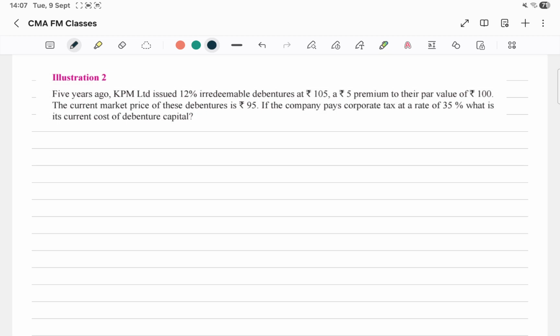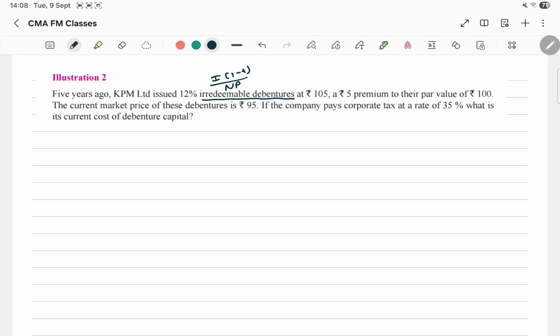This is about the first illustration. Now this is illustration number 2. Five years ago, KPM Limited issued 12% irredeemable debt. So they have given irredeemable debt itself, which means KD is I into 1 minus tax, if tax is there, divided by NP.